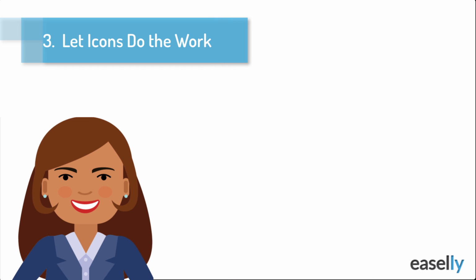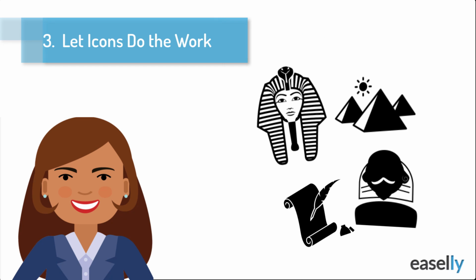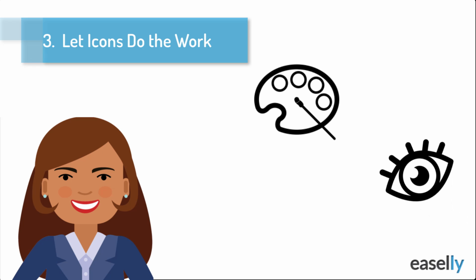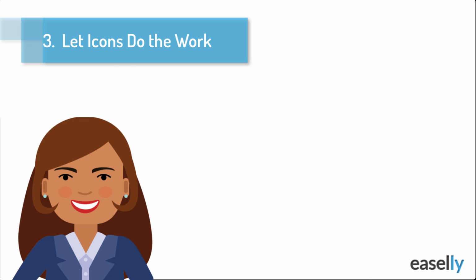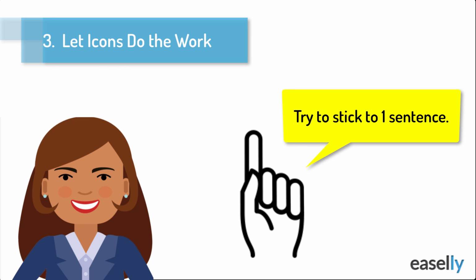This can get tricky for some subjects, like history or literature, but the more creative and visual you get, the more your audience will respond. There is always one image you can use for whatever statement you want to make, and if not, try to stick to one sentence to explain something images cannot.